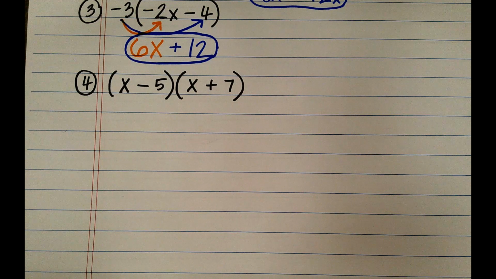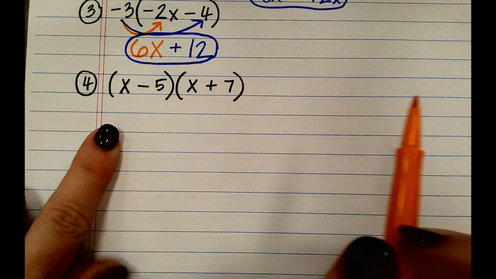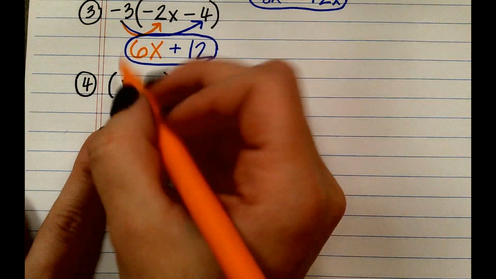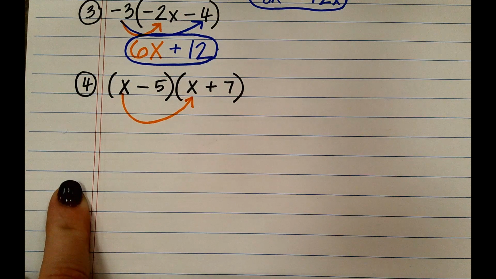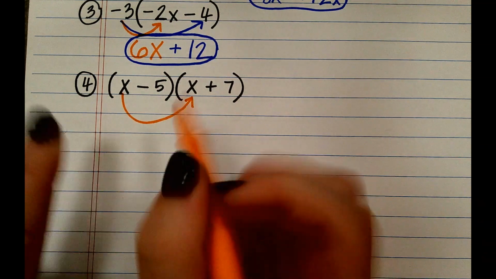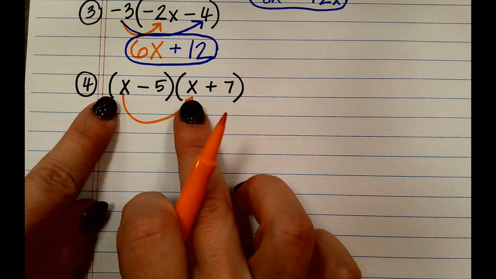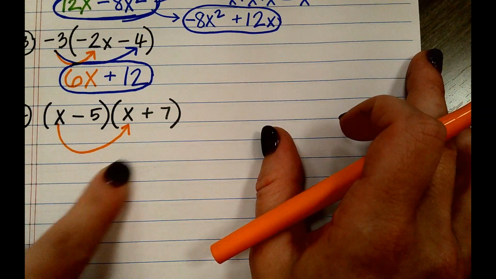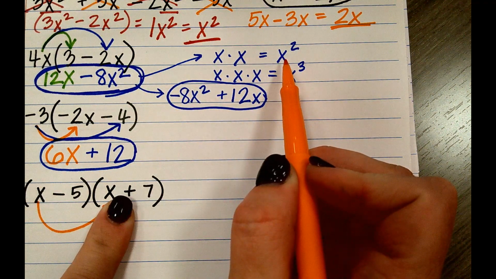Okay. Is this the FOIL method? Yes. So we're going to take x times x. It's going to be 2x. Oh, now let's stop for one moment. That's okay. x plus x would give me 2x. But x times x, look up here. What is x times x? Oh, x squared.